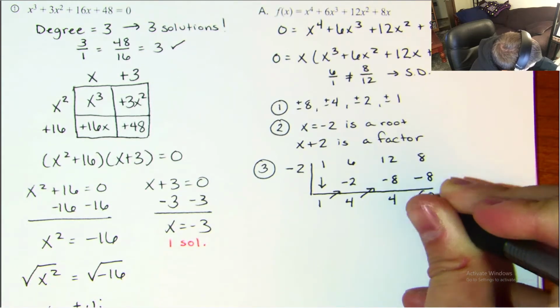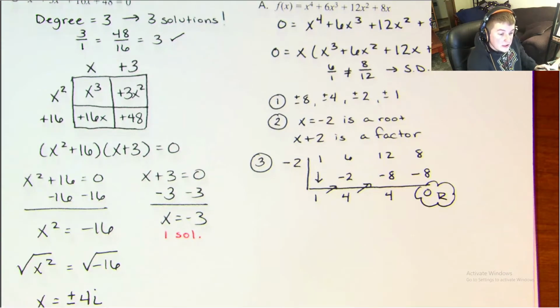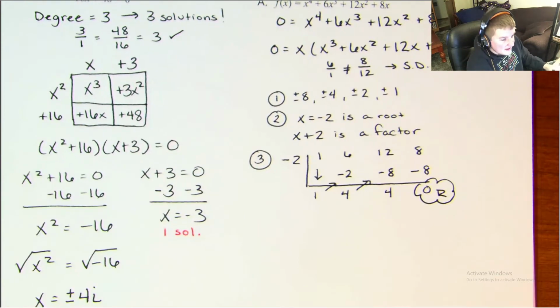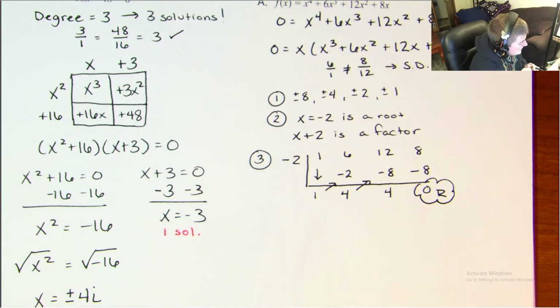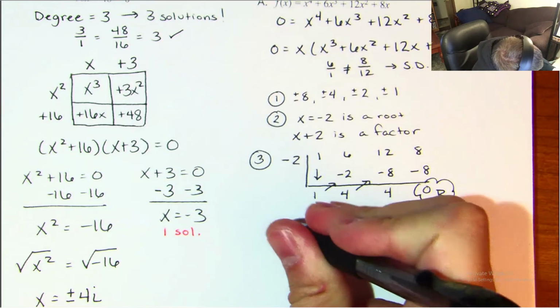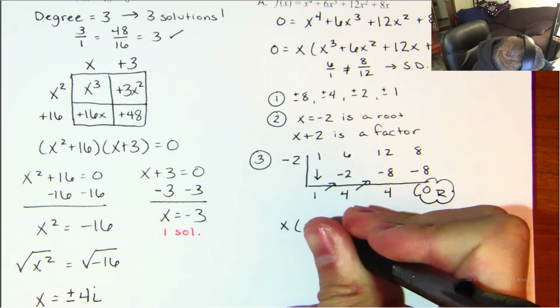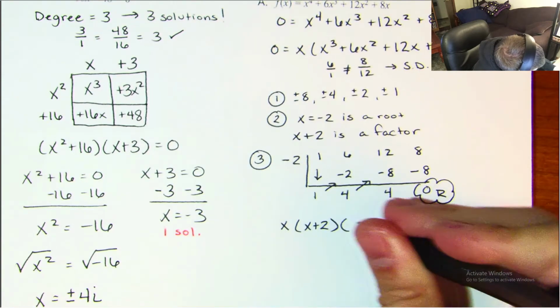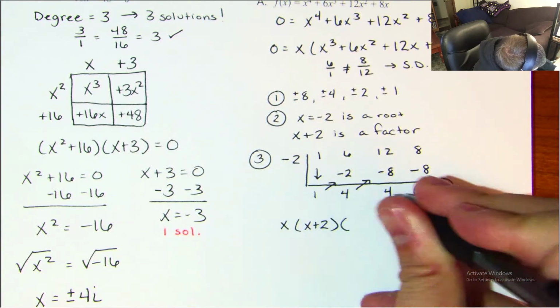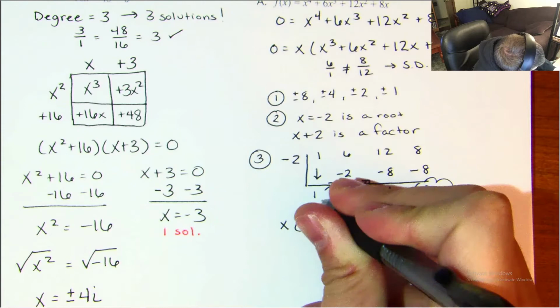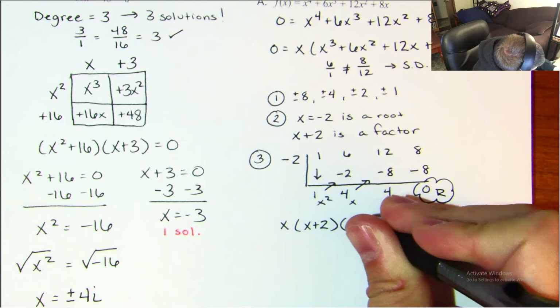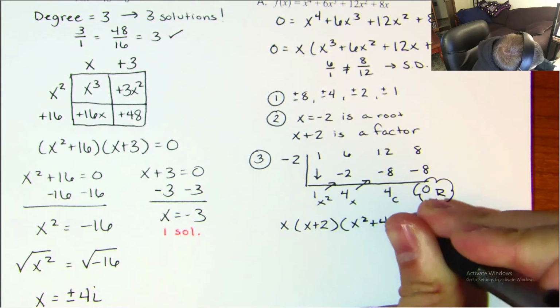Okay, and if you recall, this is very good news, because the remainder is 0, meaning that x plus 2 is indeed a factor. So we picked the right factor there. So now what we have is x times x plus 2 times the remainder constant, x squared plus 4x plus 4.